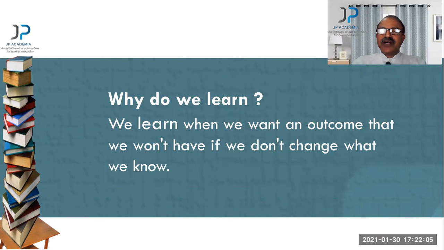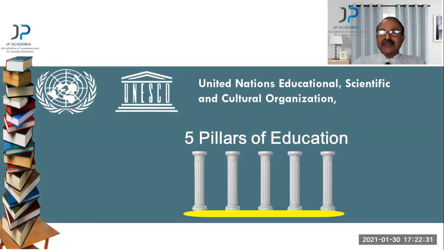We learn when we want an outcome that we don't have. That is, we want to become something, we want to be something, we want to live in another way. That is the objective of learning. But there is an international criteria for the objectives of learning, defined by the United Nations Educational, Scientific, and Cultural Organization. These are the 5 pillars of education, and we are going to discuss them.